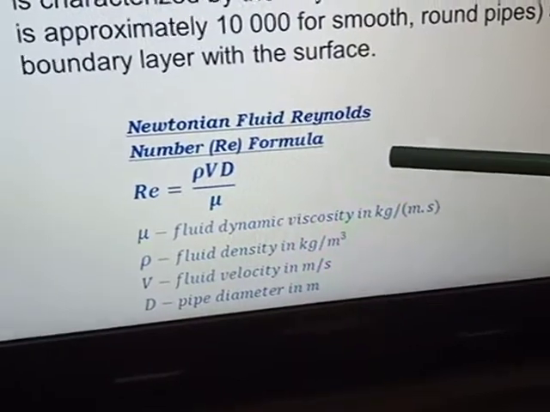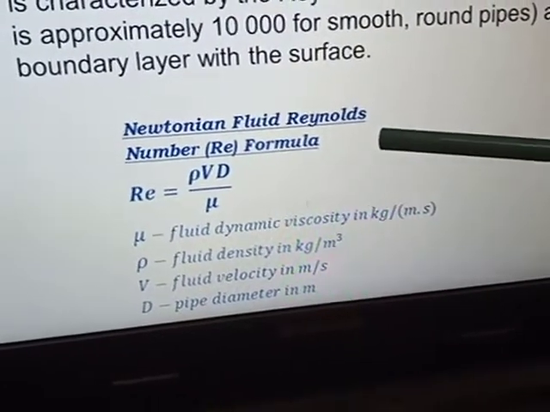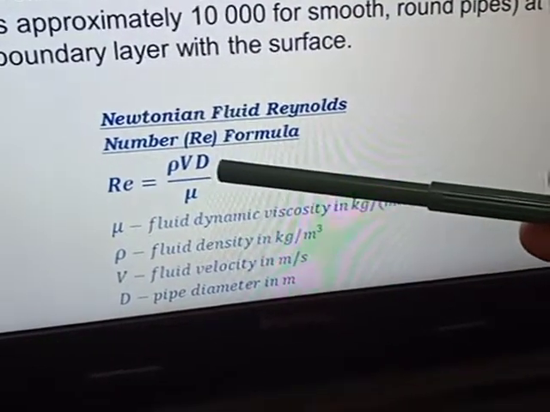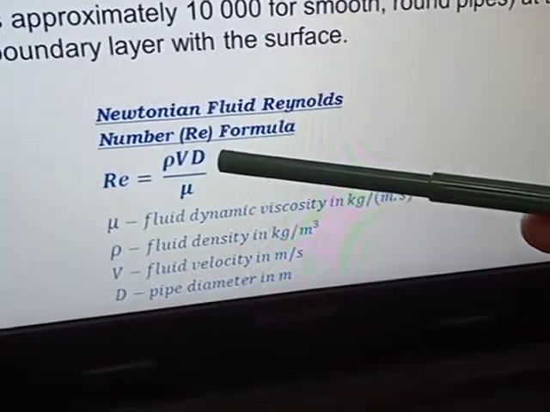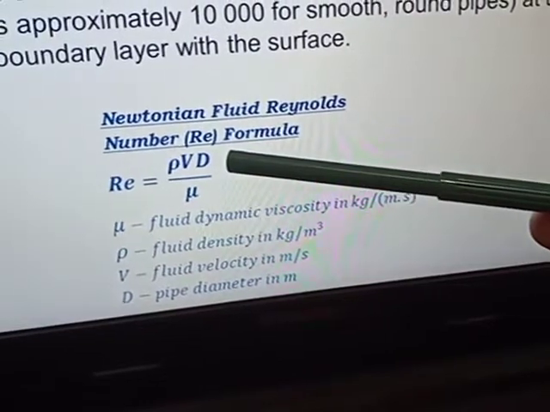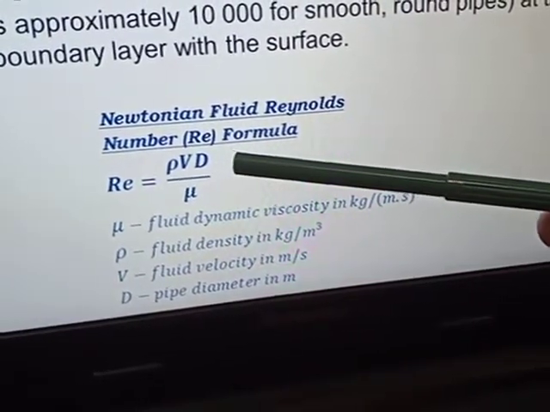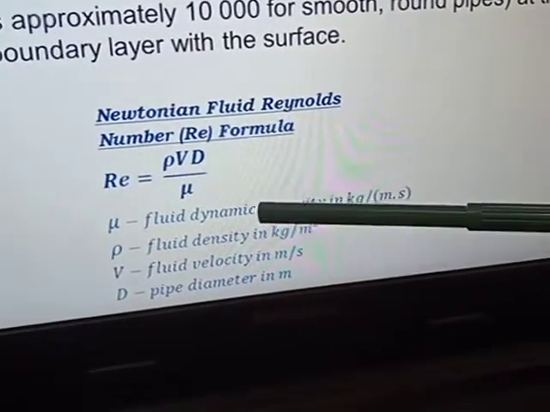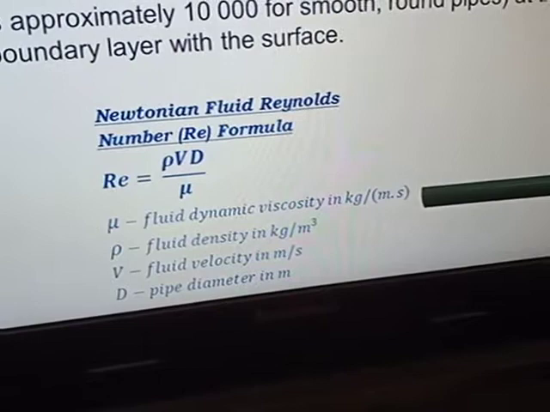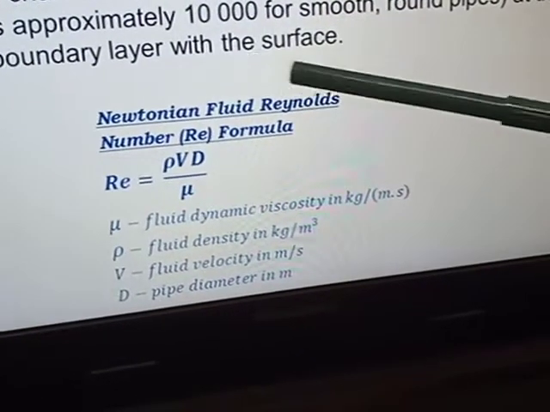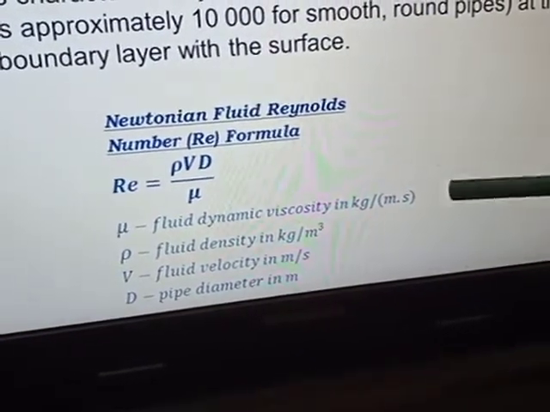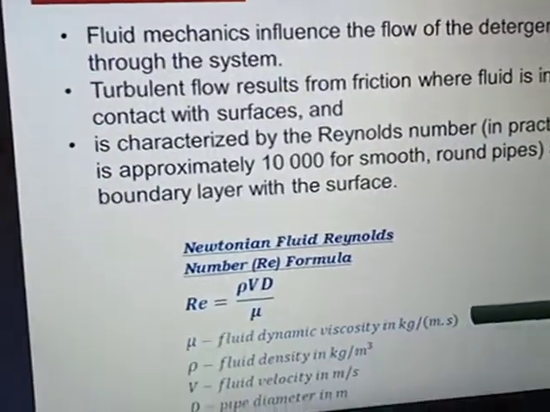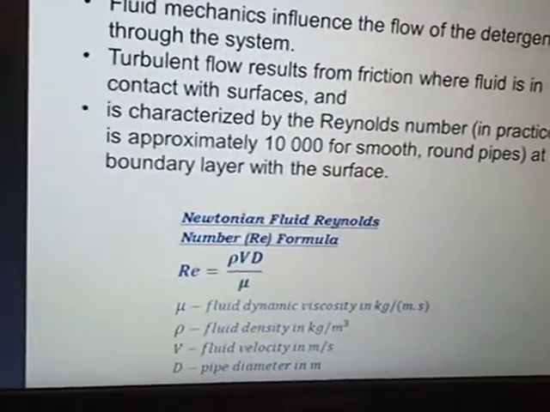How do we calculate the Reynolds number? We call it the Newtonian fluid Reynolds number. Re equals rho V d over mu. Rho is the density of the fluid, V is the fluid velocity, d is the pipe diameter, and mu is the fluid dynamic viscosity. You don't need to understand this equation, but this is what fluid mechanics of the solution means.